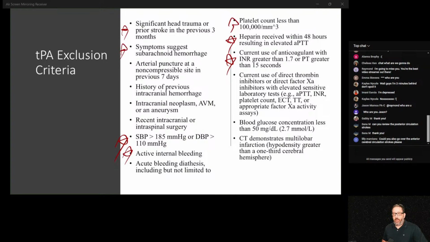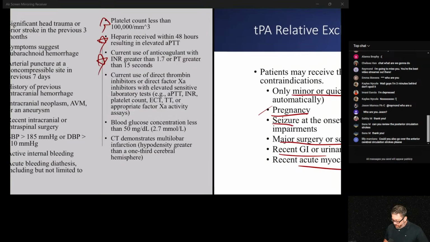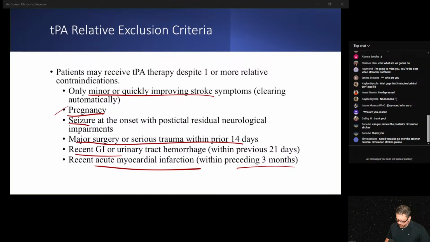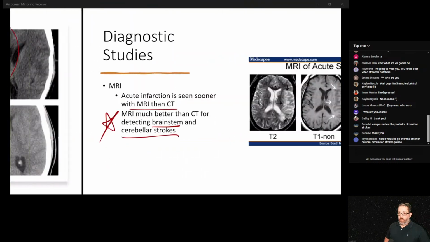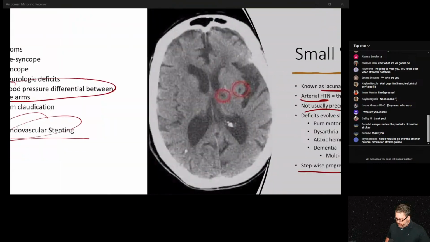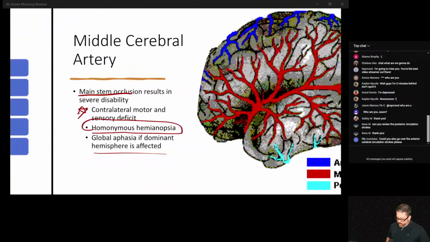Recent subarachnoid. These all make sense as far as why would you not want to give someone a blood thinner that's going to be a really, really strong blood thinner that's going to make things a lot worse. So that's that one. And you want to go over anterior cerebral ones.